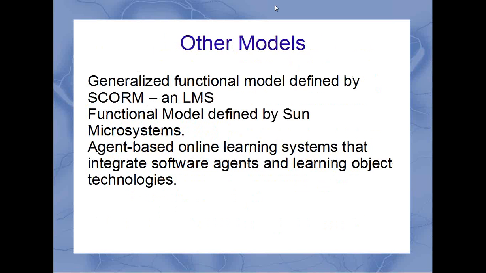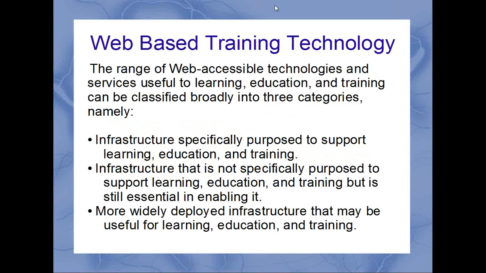Now, starting off with web-based training technologies. The range of web-accessible technologies and services which are useful to learning are classified today broadly into 3 categories. First, infrastructure which is specifically purposed to support learning, education, and training, where the systems are brought together specifically for a certain purpose of education delivery. Secondly, infrastructure that is not specifically purposed to support learning, but has been enabled to do that in addition to the other functions that it supports.